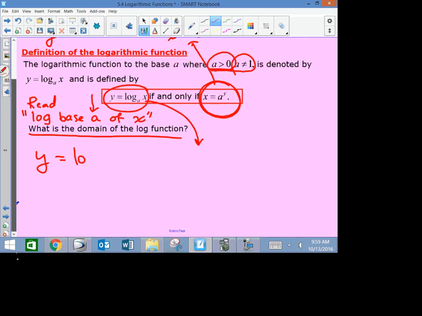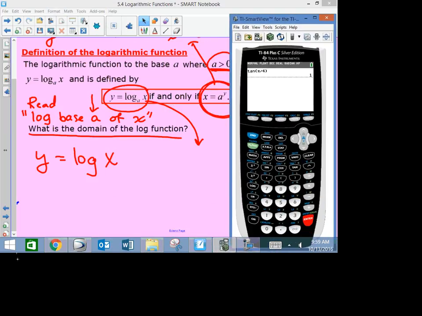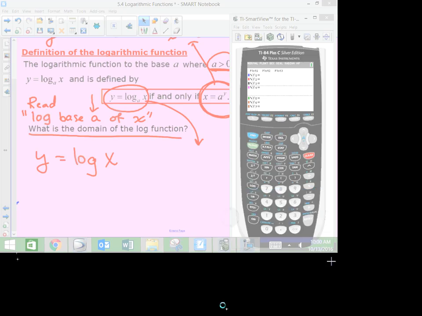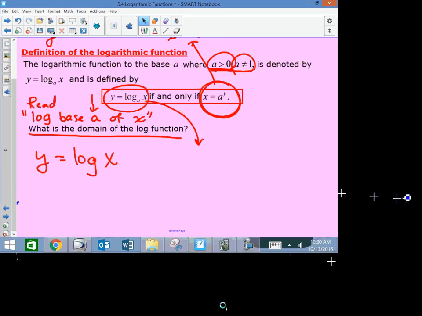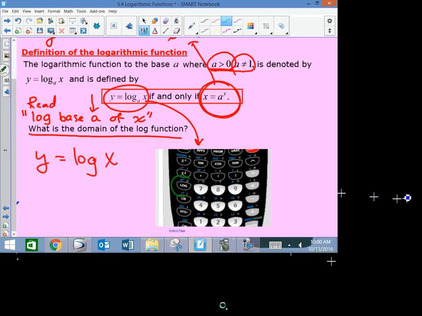So let's just try some out. Y equals log of x. Since we have a log key on our calculator, let's just check it out and see what happens, and then we'll talk about what base that is. So we're going to graph it. I'm going to clear what I got here. You've probably seen that log key somewhere along the line. It's right here.